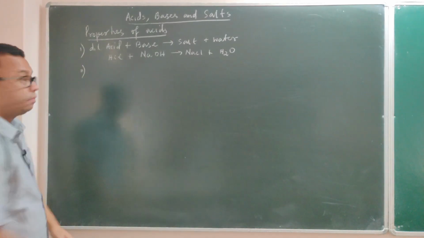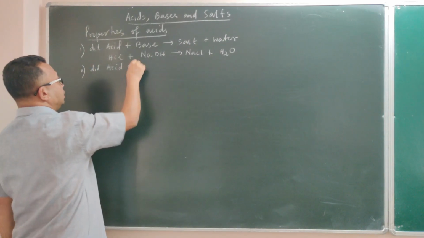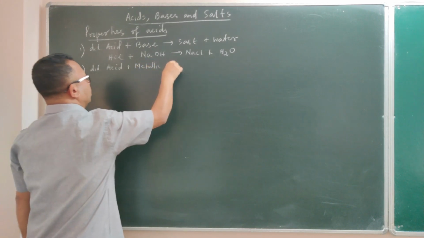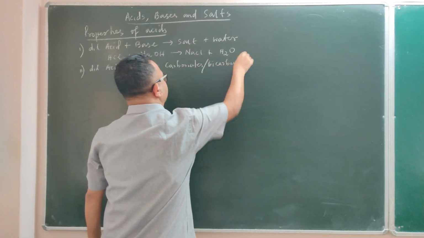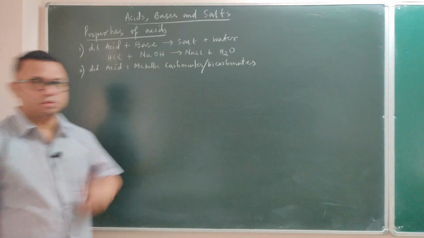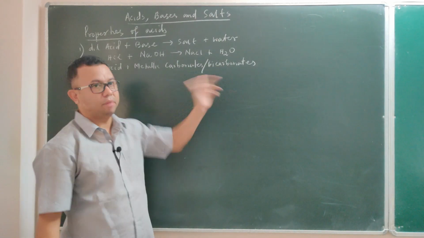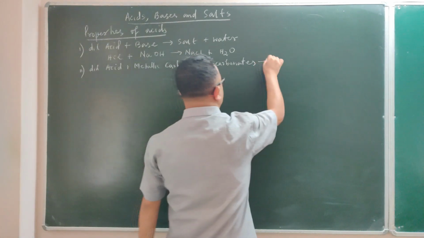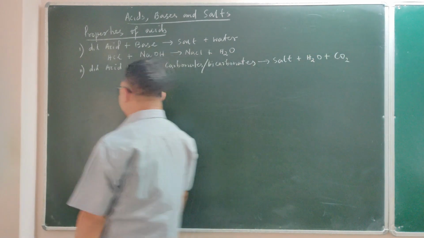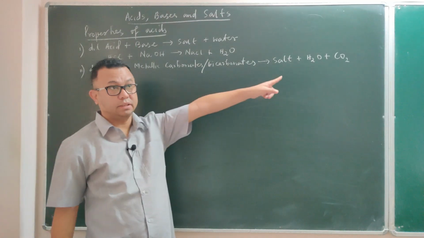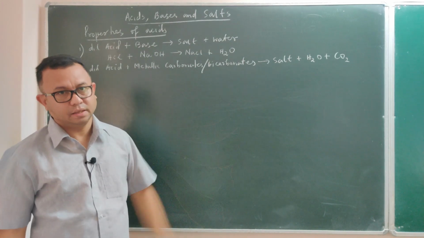Number 2: all dilute acids will react with metallic carbonates and bicarbonates. Whether it is carbonate or bicarbonate really doesn't matter, because the reaction will be the same. Only the balancing part, the coefficient in front of the chemical compound, will be different if it is a carbonate or bicarbonate; the products are the same. Then what will it give you? It will give you one salt, then water, and since it is a carbonate or bicarbonate, it will give you carbon dioxide gas. Carbon dioxide gas is what is produced, and this gas, as you know, is tested by lime water. Lime water is turned milky by carbon dioxide.